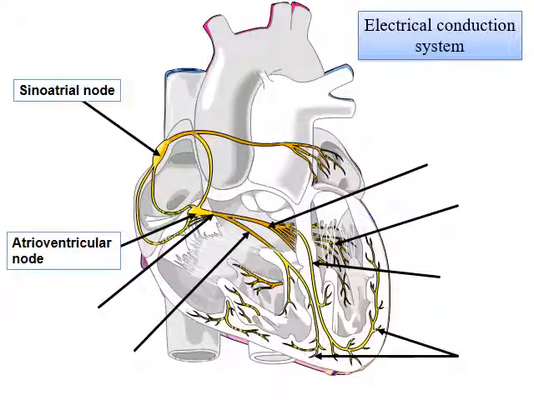Once the impulse has travelled across the atrium, it reaches the atrioventricular node, or the AV node. The AV node is a gatekeeper between the atrium and the ventricle. In the normal heart, this is the only communication channel between the atrium and the ventricle. Later on, when we look at some re-entry tachycardias, we will see that there can be abnormal pathways between the atria and the ventricle.